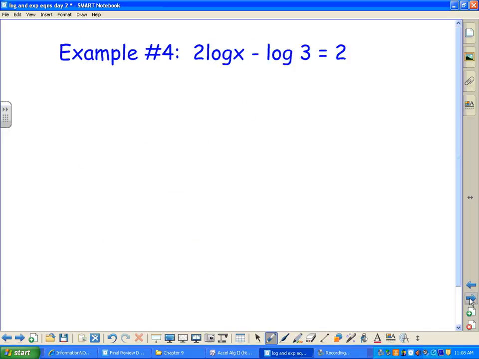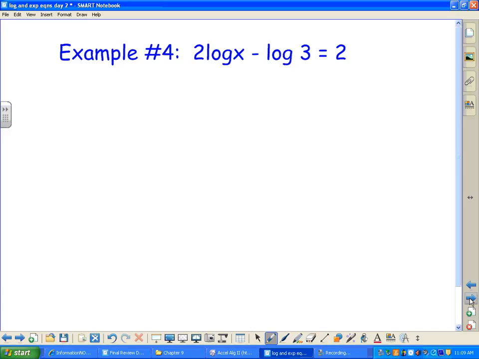Let's look at this one. 2 log x minus log 3 is equal to 2. All right. So if you look at this one, are all the logs on one side and everything else on the other? Yep. So what are we ready to try to do with those logs? We're ready to try to condense them.